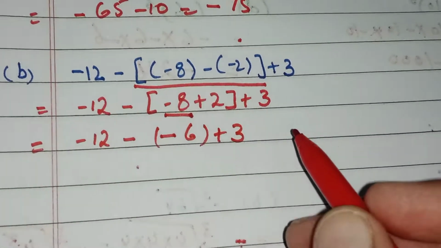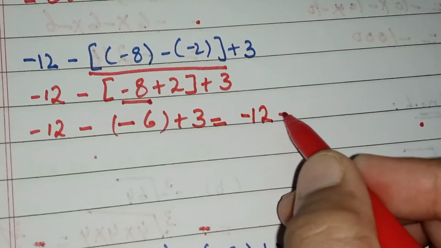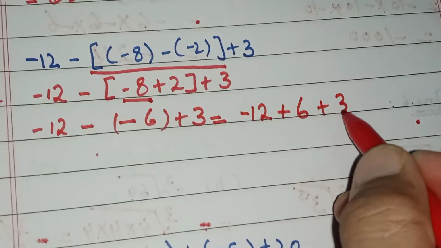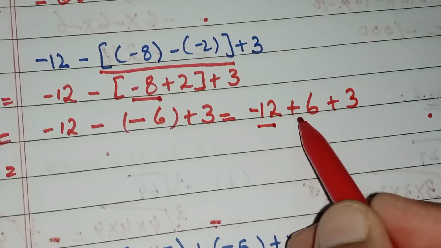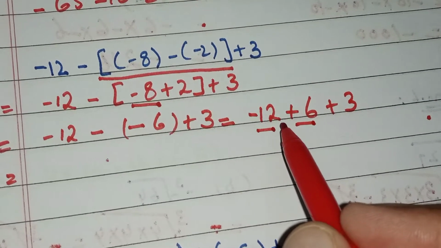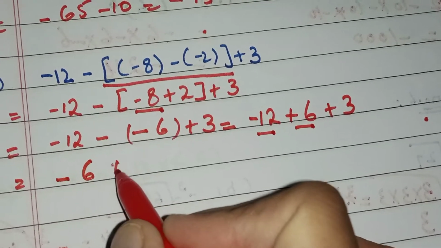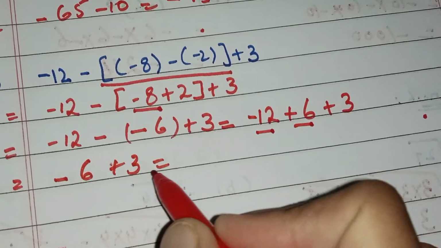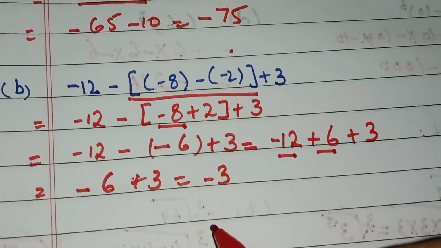Now I write it as minus 12 plus 6 plus 3. Again, this is a negative integer and this is a positive number. The operation is subtraction, but the sign is of the big number, which is minus 6 plus 3. Similarly, again this operation is applied and I receive minus 3.